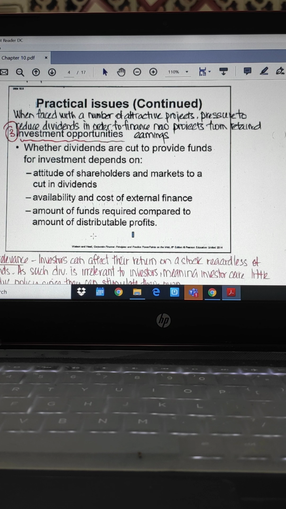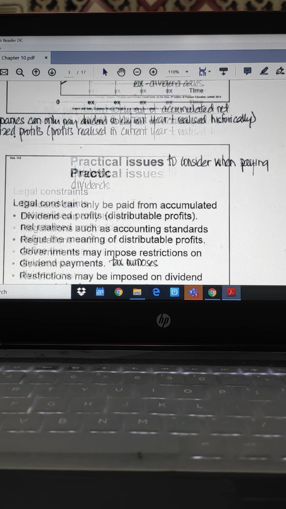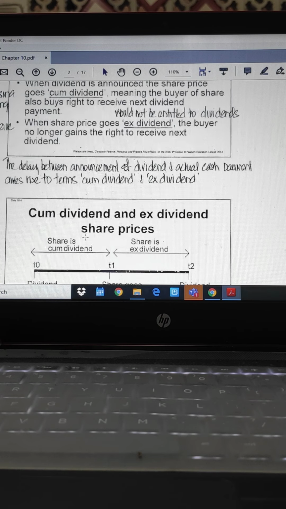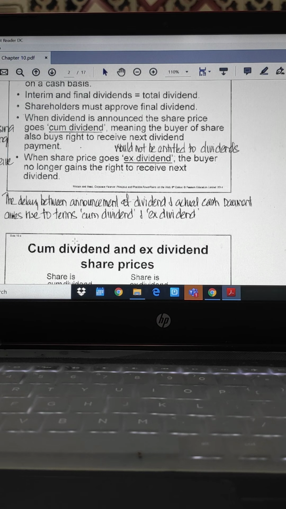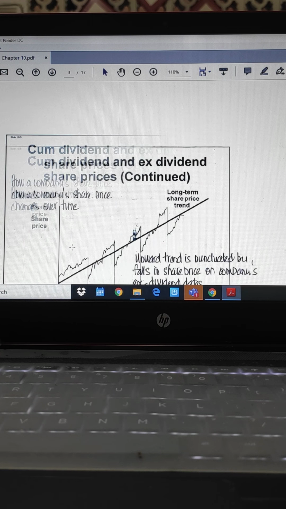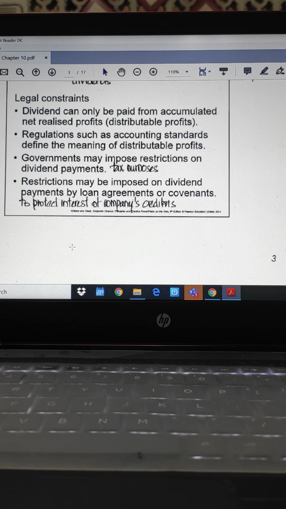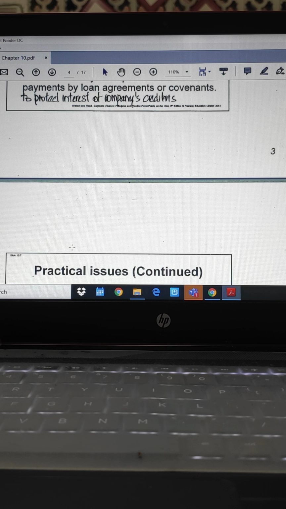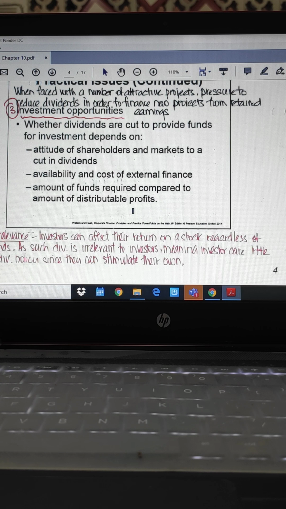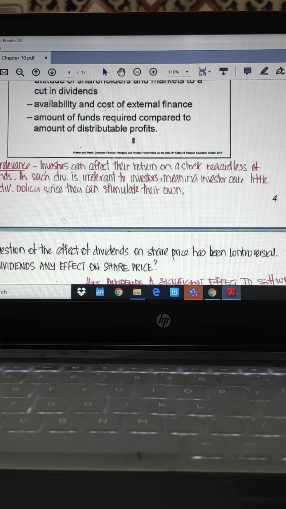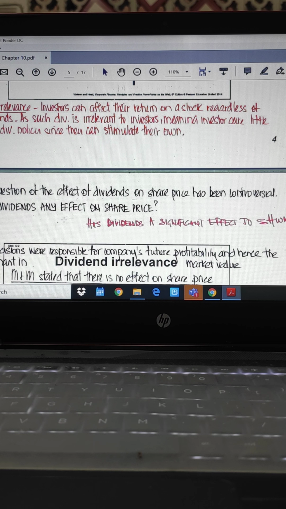We have now come to the end of session 1, whereby we covered the basics, the underlying foundation on dividends, and the practical issues. In the next session, we will carry on with session 2, whereby we talk about dividend irrelevance. In session 3, we will cover dividend relevance. Thank you.